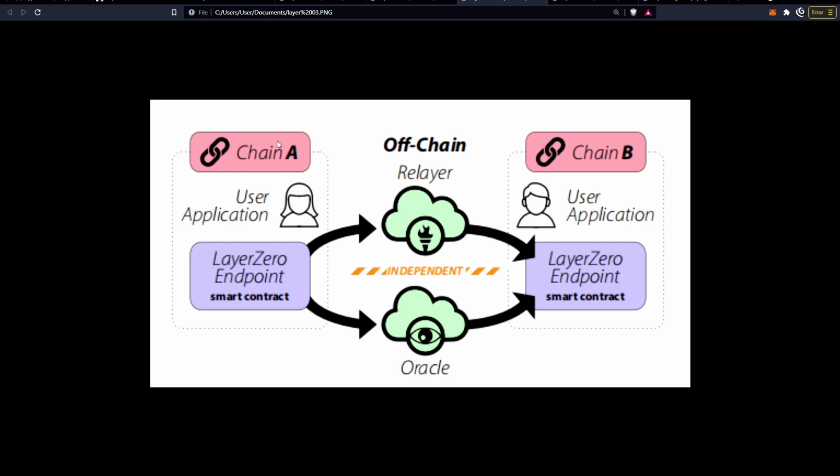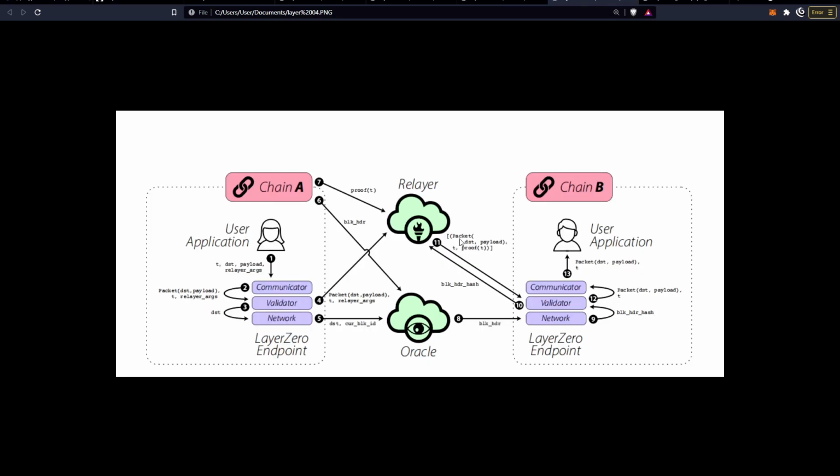And you can see over here, chain A has a user application and a Layer 0 endpoint. This is the key thing each chain should have. The Layer 0 endpoint is a smart contract, and chain B also has a Layer 0 endpoint. So this is a set of code that can be executed on each chain, and with it you can directly transfer. Off chain, we have a Relayer, which is independent of the Oracle. So we have two important things, the Relayer and the Oracle, which do the cross-chain transfer.